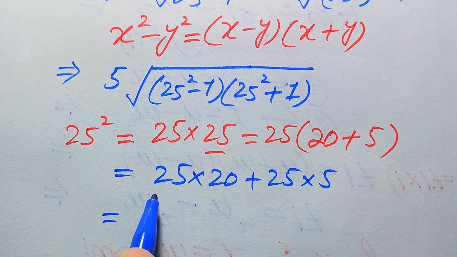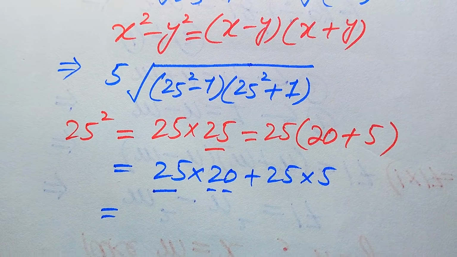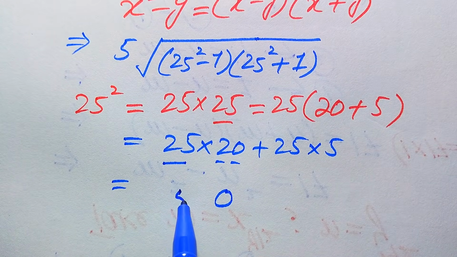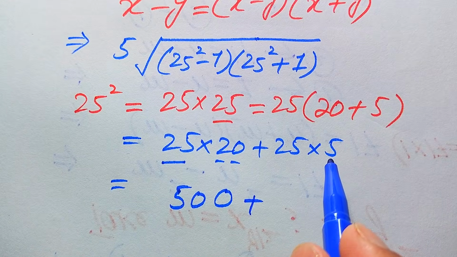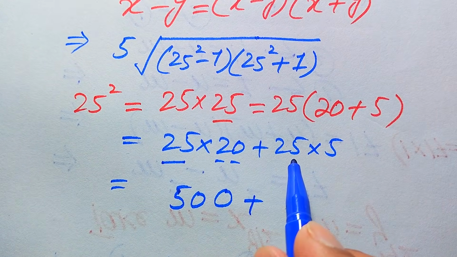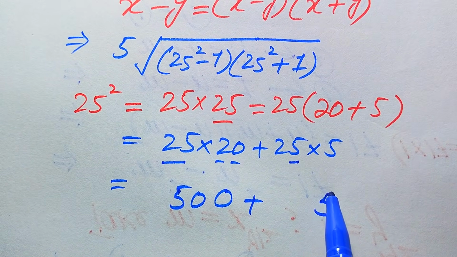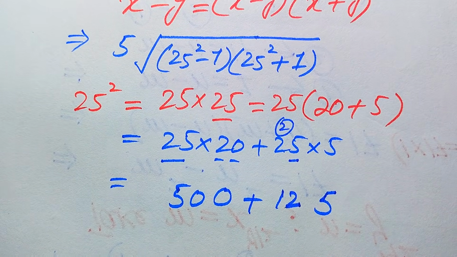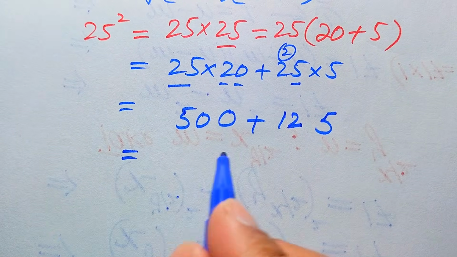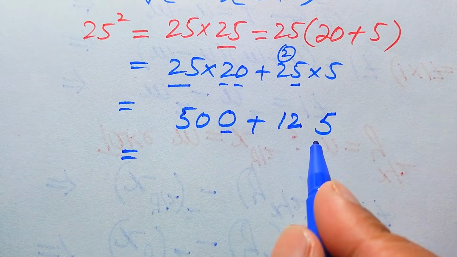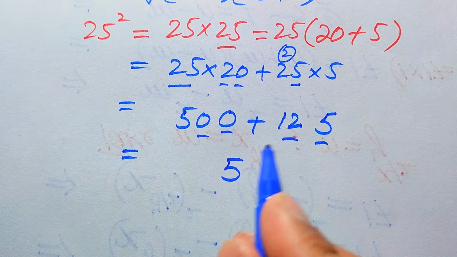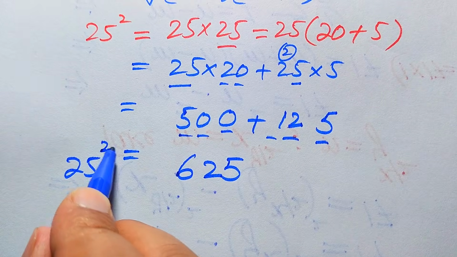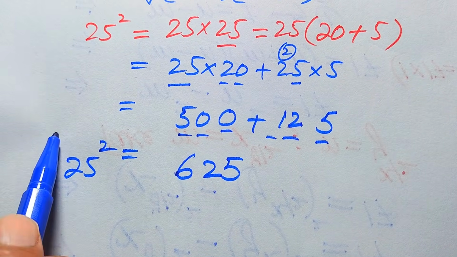And now in the next step we consider this a one-digit number and this a two-digit number. 0 times 25 becomes 0 and 2 times 25 becomes 50, and in the same pattern we multiply 5 with both of these two values: 5 fives are 25, we write 5 and carry 2, 5 twos are 10, 10 plus 2 becomes 12, so it will be written as 500 plus 125. We sum up these two values and we get 0 plus 5 becomes 5, 0 plus 2 becomes 2, 5 plus 1 becomes 6. It means that 25 squared is equal to 625.